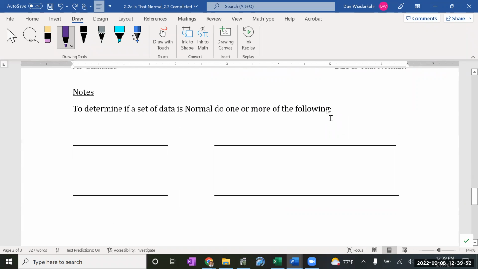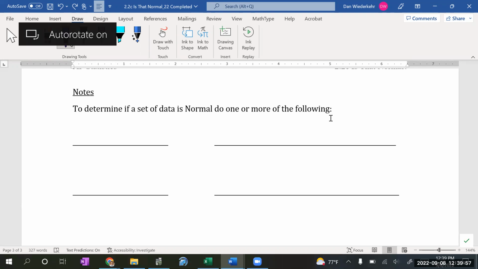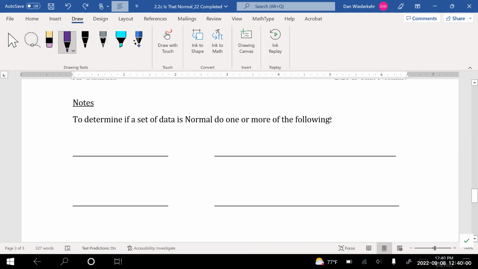But just to wrap things up here, how do we determine if a set of data is normal? Okay, well, you got to do one or more of the following. Okay, now the first one we saw was the mean is approximately equal to the median. And this is necessary but not sufficient. Okay, so you can say that something is not normal because the mean and the median are not the same, but it's not sufficient to prove that they are.